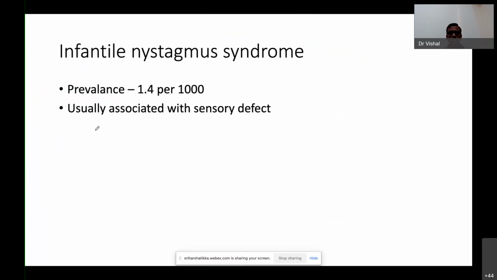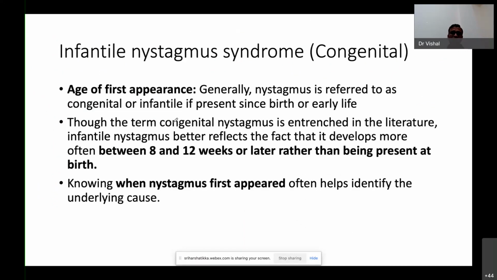So infantile nystagmus syndrome, the prevalence is 1.4 per thousand. They can have associated sensory defect, anterior visual pathway defect. In infantile nystagmus syndrome, the age of appearance is very important.